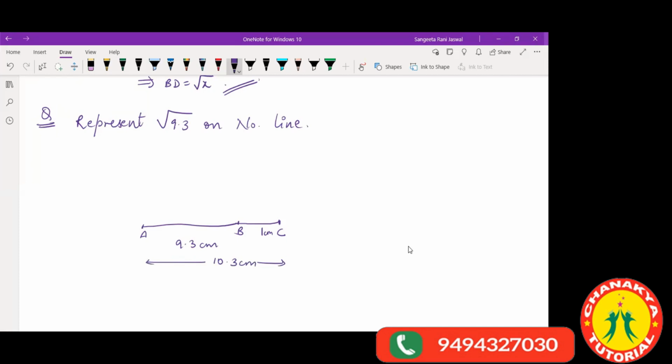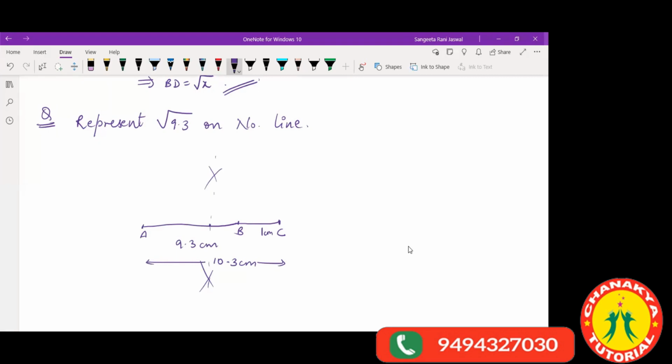Now where is the midpoint of this 10.3? Where is the midpoint of this? With your compass, can you find the midpoint of this? How do you find the midpoint? Take your compass more than half of this, make an arc up, make an arc down. Keep the compass setting here, take an arc up, take an arc down, just join it. So when you join it, you get the midpoint of this line.